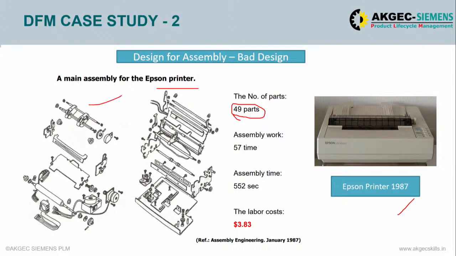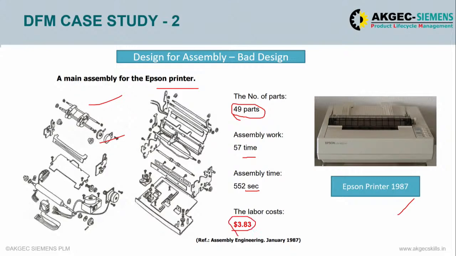Here are the various parts of an Epson printer, and assembly work was 57 times. Like 57 times you have to assemble different types of products, and assembly time was 552 seconds, and labor cost was $3.83 at that time.